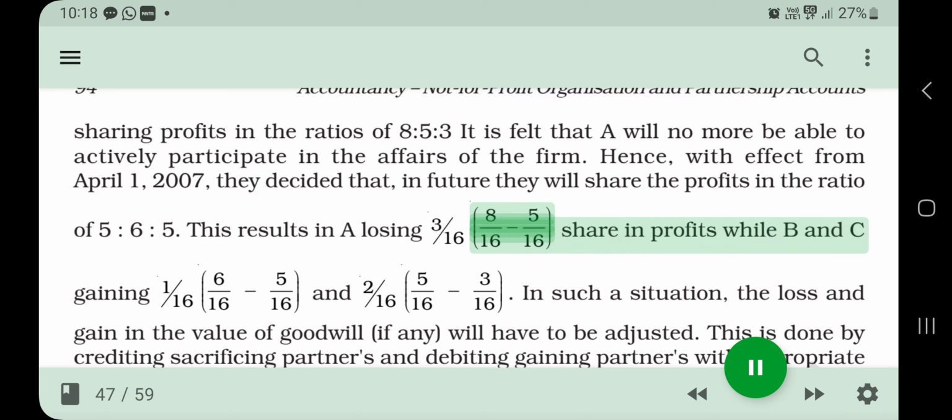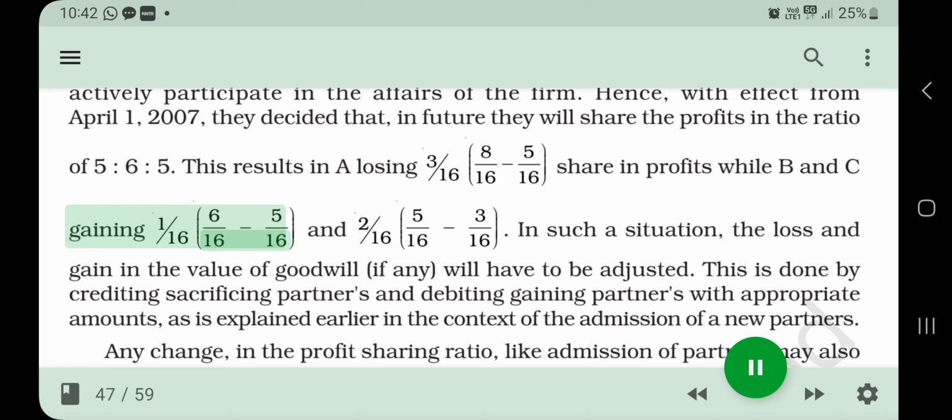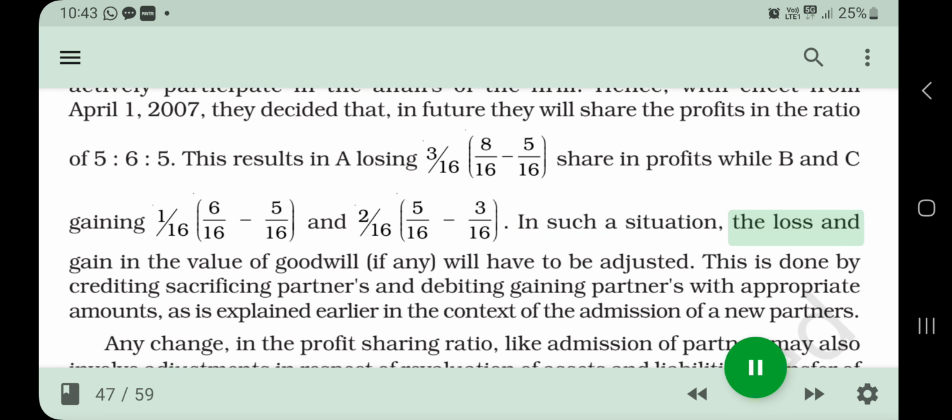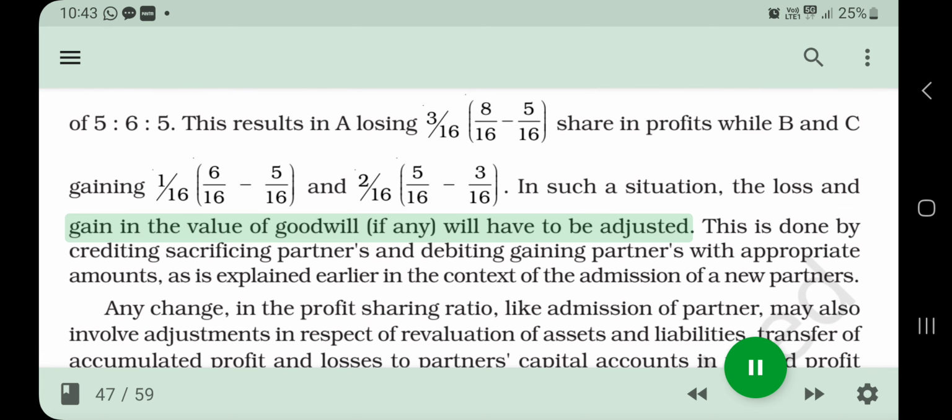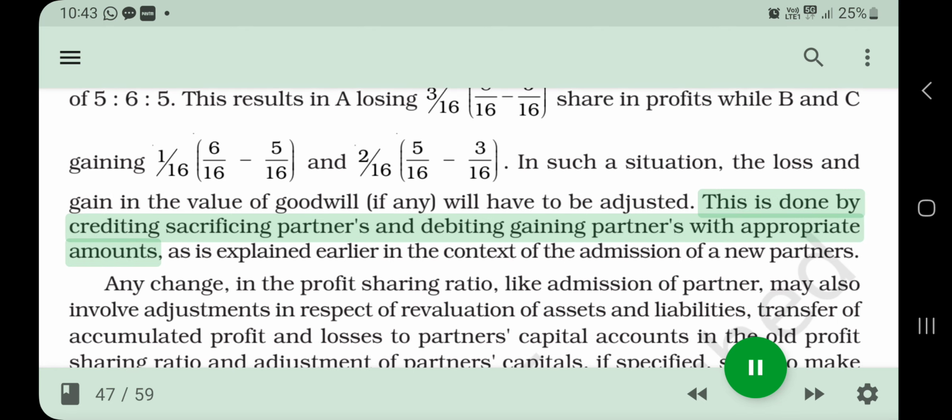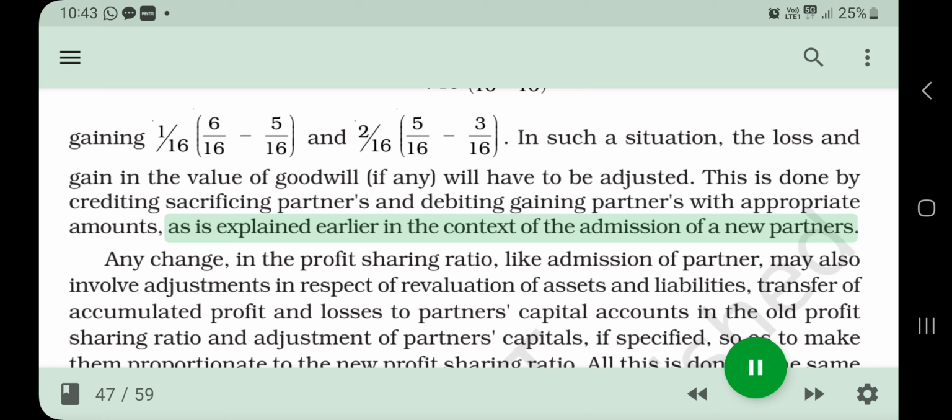share in profits for A, while B and C gain. In such a situation, the loss and gain in the value of goodwill, if any, will have to be adjusted. This is done by crediting sacrificing partners and debiting gaining partners with appropriate amounts, as is explained earlier in the context of the admission of a new partner.